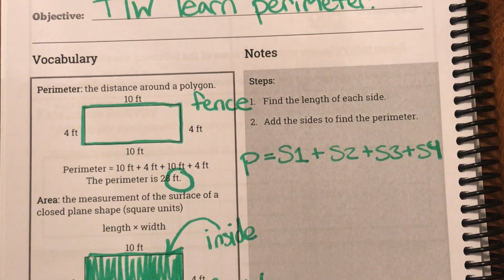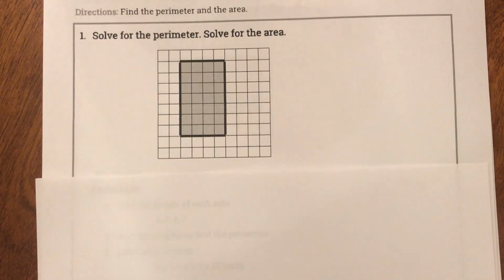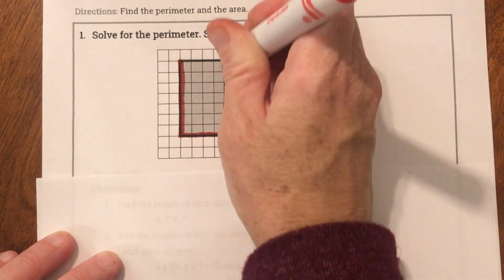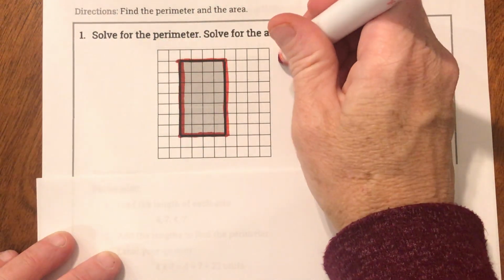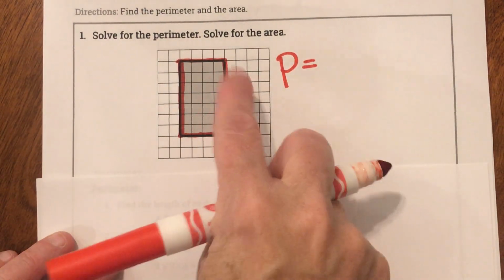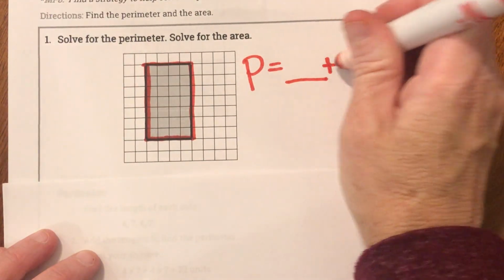Okay, so let's kind of see what this looks like. I'm going to grab my red pen so you can put your pencil down. Okay, here's my first problem. My first problem says solve for perimeter and solve for area. So for perimeter, remember, I'm going to build my fence around my shape. So perimeter equals adding up how many sides you have. So because I have 1, 2, 3, 4 sides, I need to make sure I have 4 numbers.